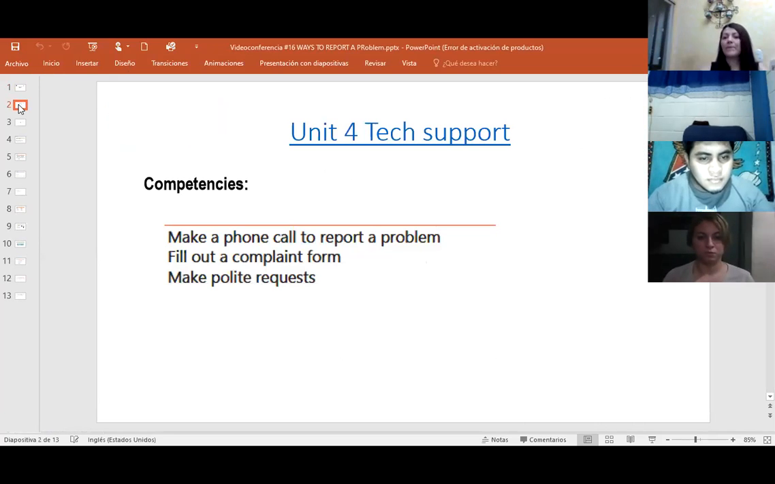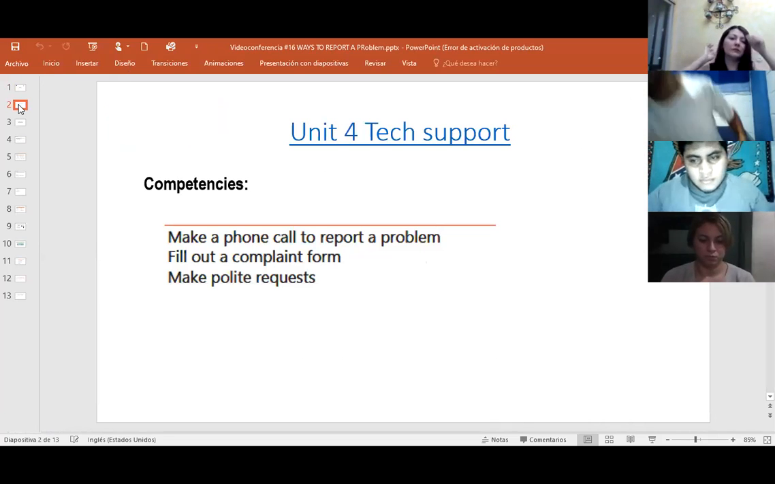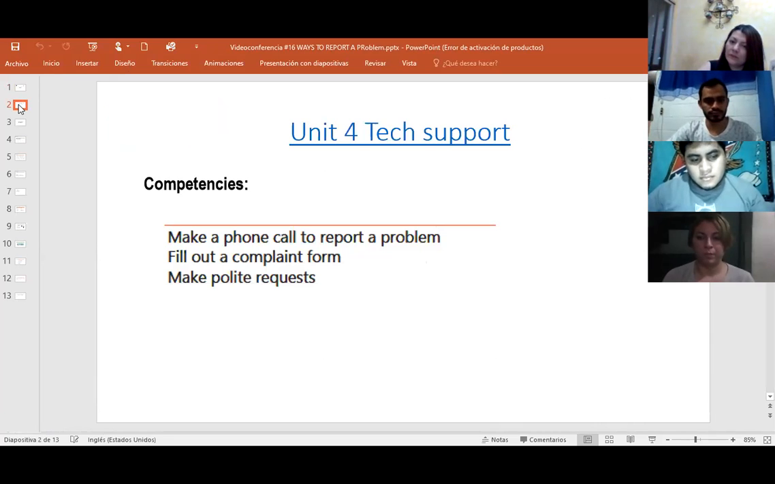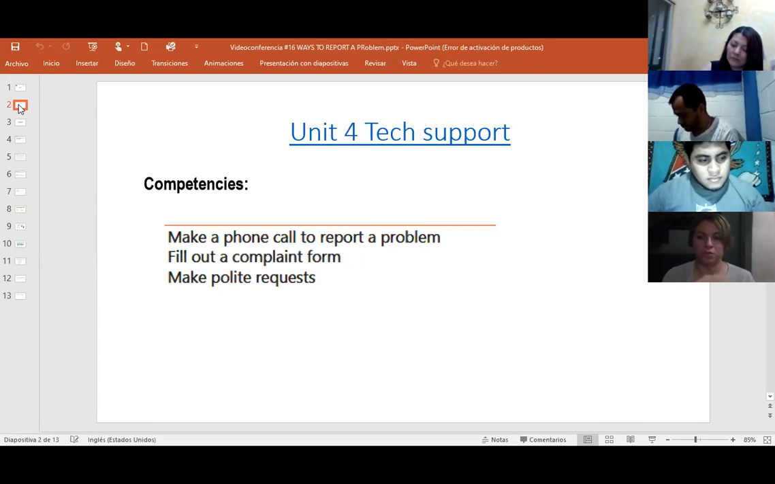We're going to start with the unit. It's called Unit 4 Tech Support. Tech Support, that's the name of the unit that we're going to use. And we have three competencies that we're going to practice. The first one, make a phone call to report a problem. We're going to practice basic phrases that we use on the phone. Also, we're going to fill out a complete form and make polite requests. Fill out a complaint form and make polite requests.